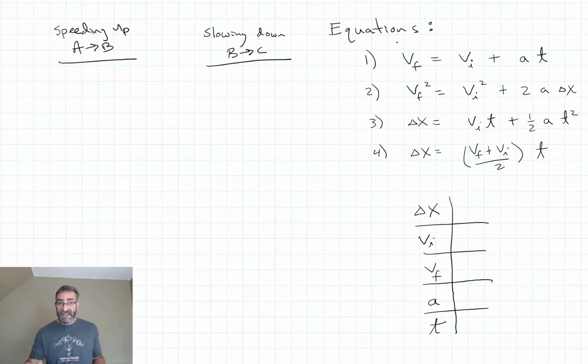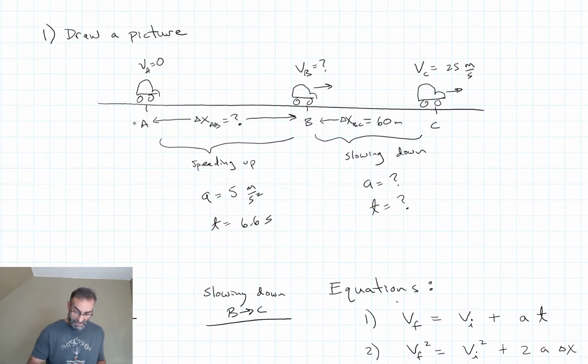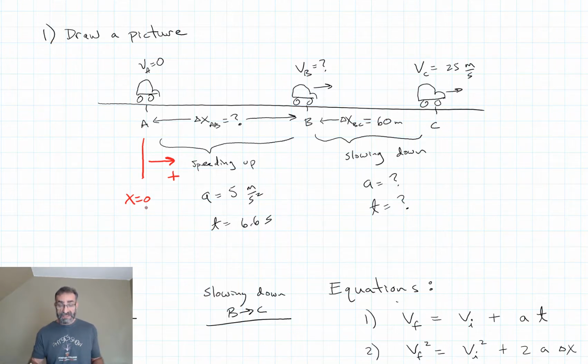We have to define our origin and our positive direction. So I'm going to call this point right here x equals 0, and the right will be my positive direction. Now I can fill these numbers in. Otherwise, how would I know if my delta x was positive or negative? How would I know whether my velocity or my acceleration were positive or negative? I have to define my origin and my positive direction.